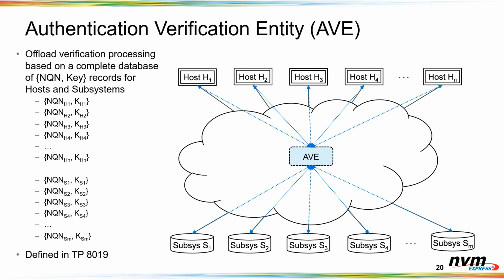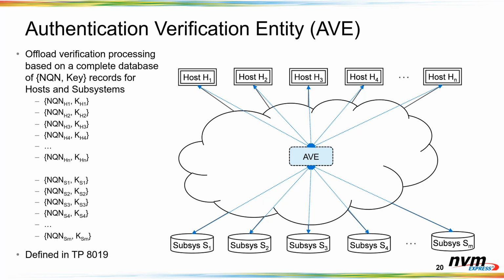And this service is used by all the entities in the NVMe-oF fabric. And this is just a service that has a complete database of the NQN, key records for host and subsystem. In NVMe, the NQN, the NVMe qualified name, I forgot to say before, is the identity for an NVMe-oF entity. And the key is what is associated to that identity. So this is what an AVE is.